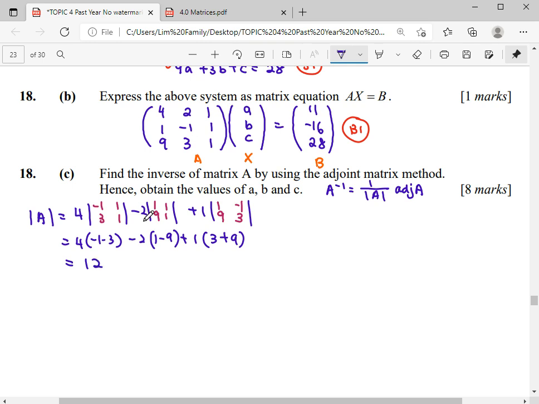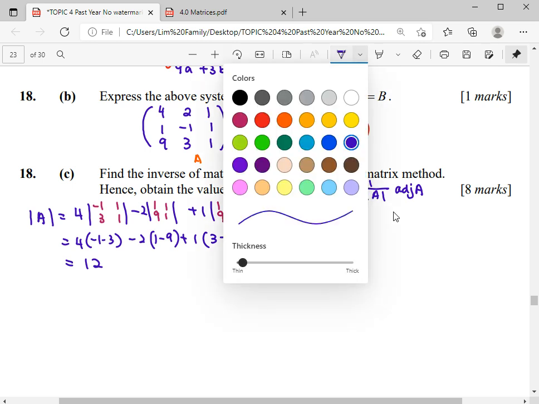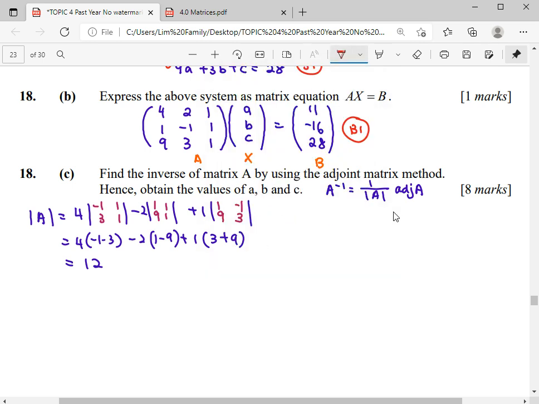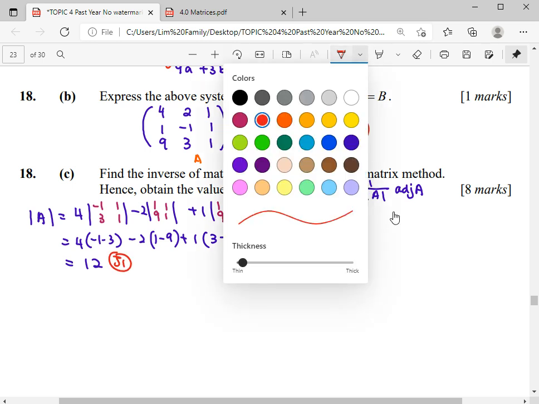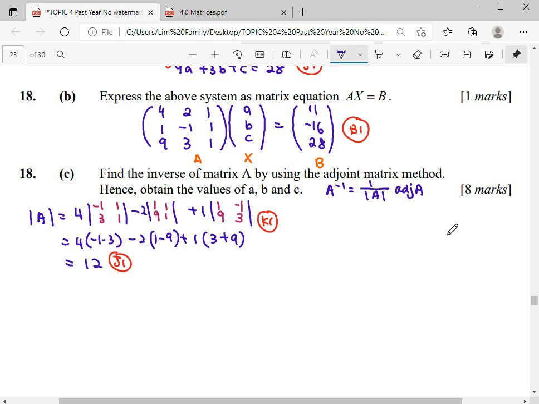So this is not a singular matrix, it has an inverse. When it has a determinant, it means it has an inverse. Okay, so from the determinant concept, we get 2 marks here. One is for expanding using the first row and one for getting to the answer. Then we'll continue to get the adjoint. Before I get the adjoint, I have to find our cofactor.